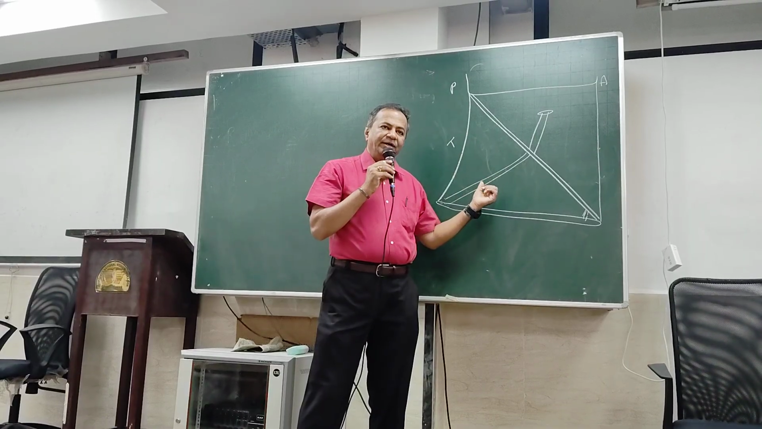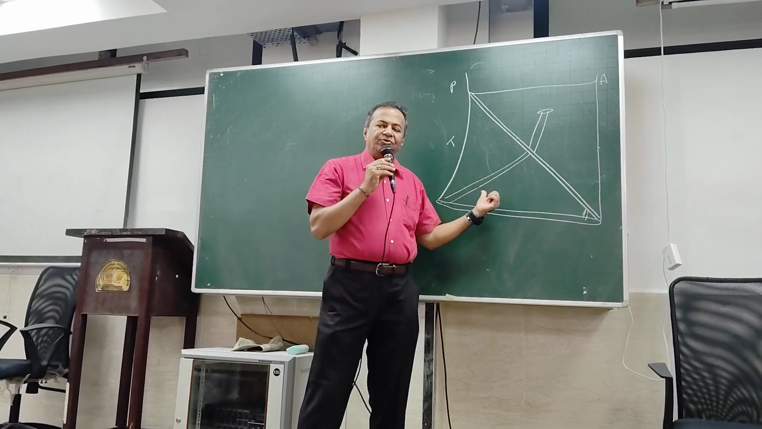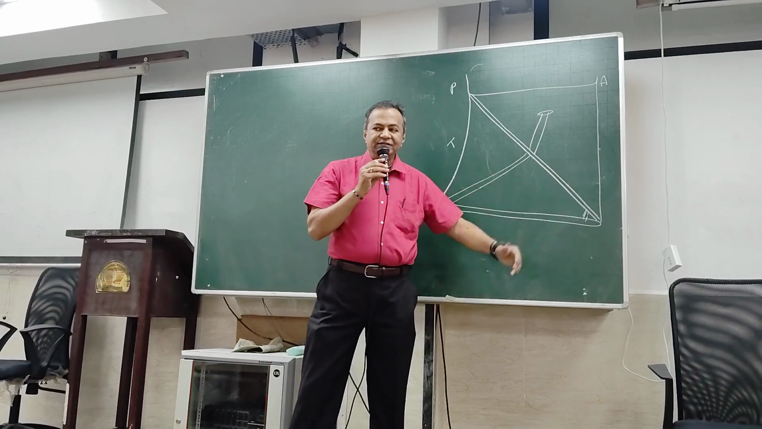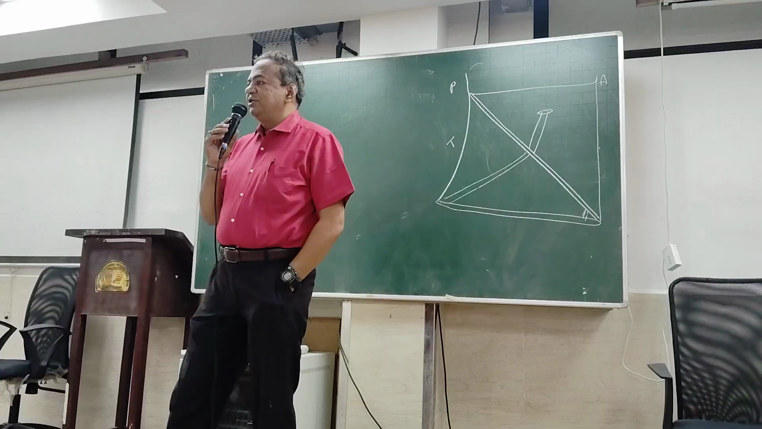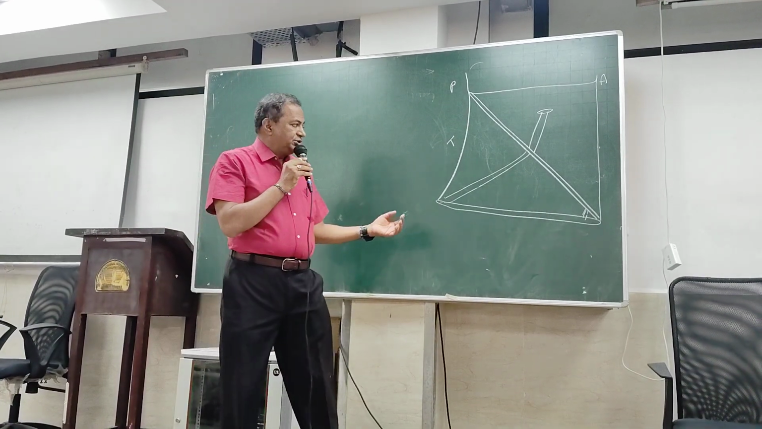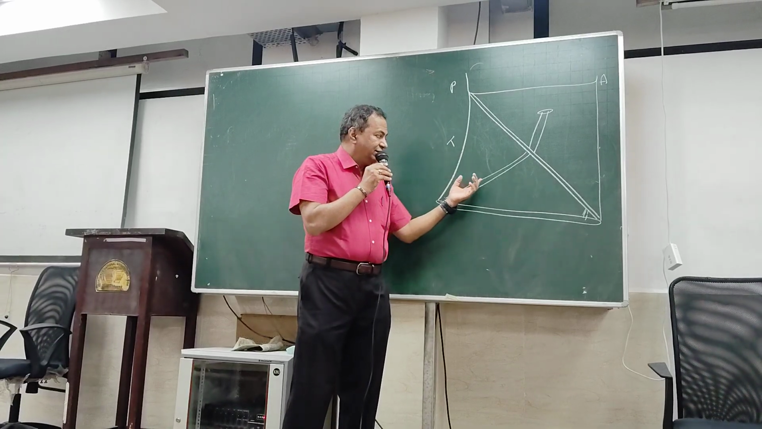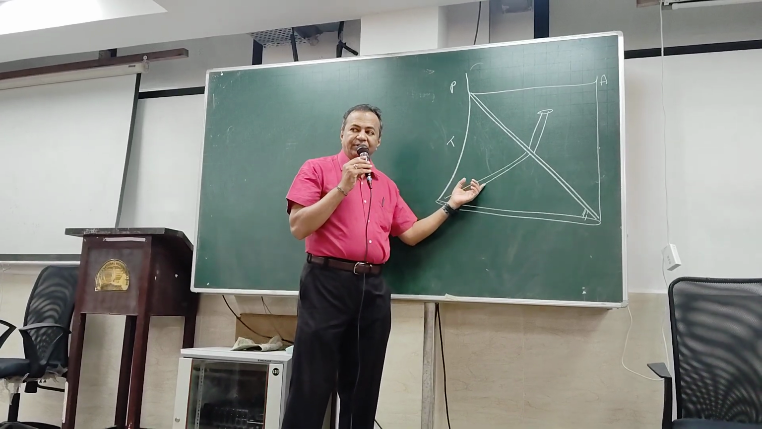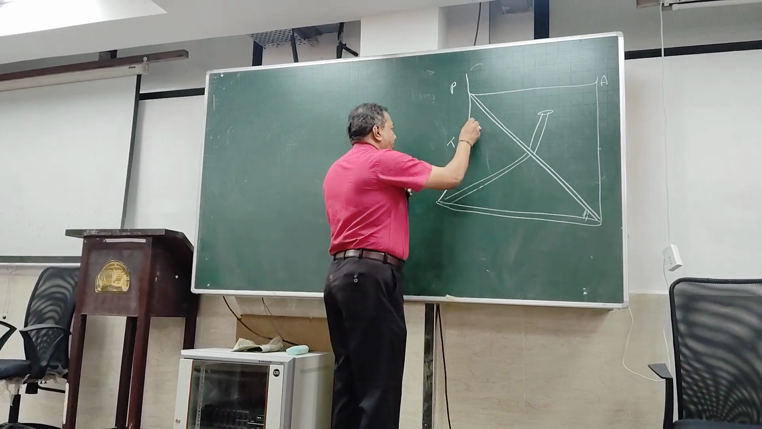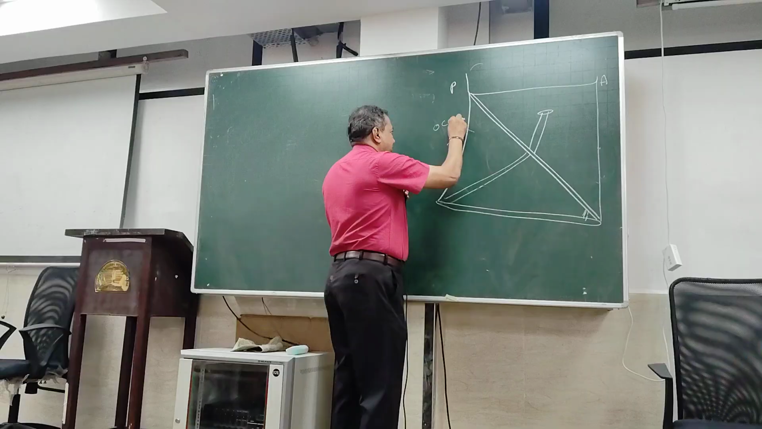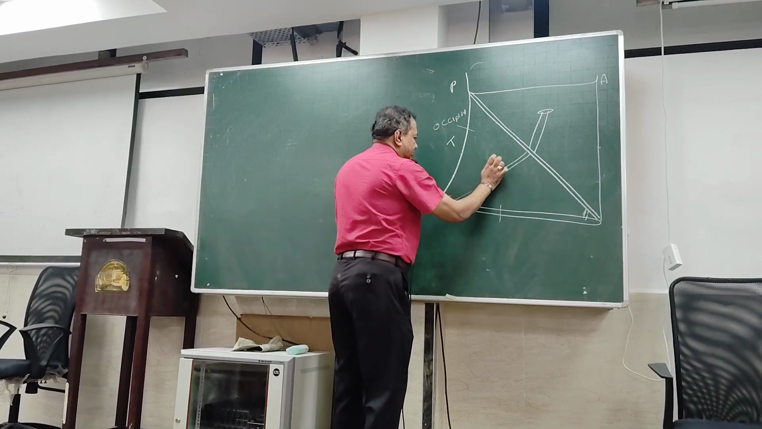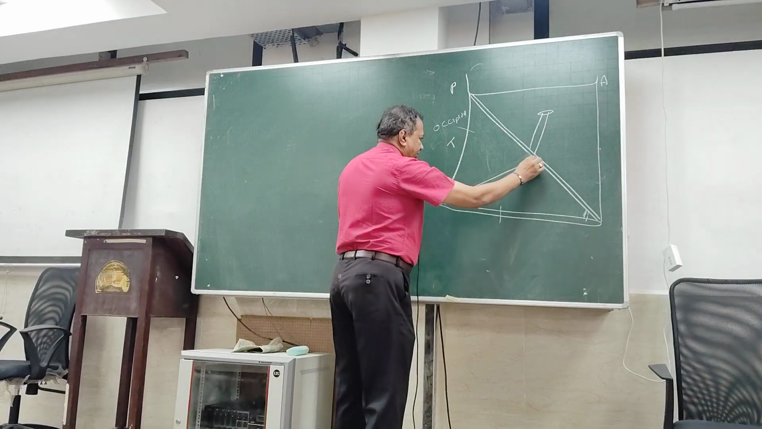Sternocleidomastoid divides this quadrangle into two triangles. Posterior to it is the posterior triangle, anterior to it is the anterior triangle of the neck. The posterior triangle of the neck is further divided by omohyoid into a triangle which is big, which is called the occipital triangle, and a triangle which is small, which is called the subclavian triangle.